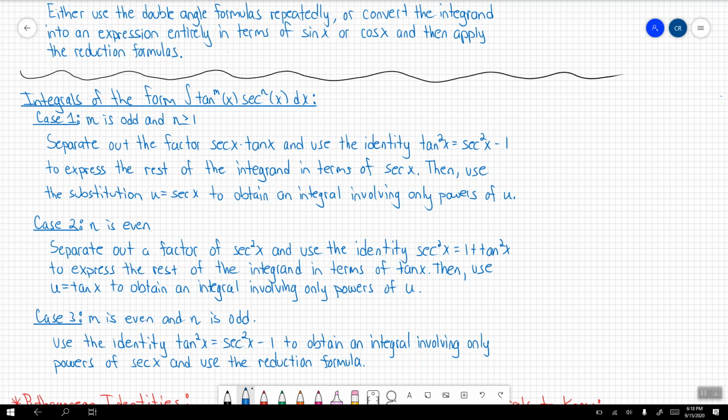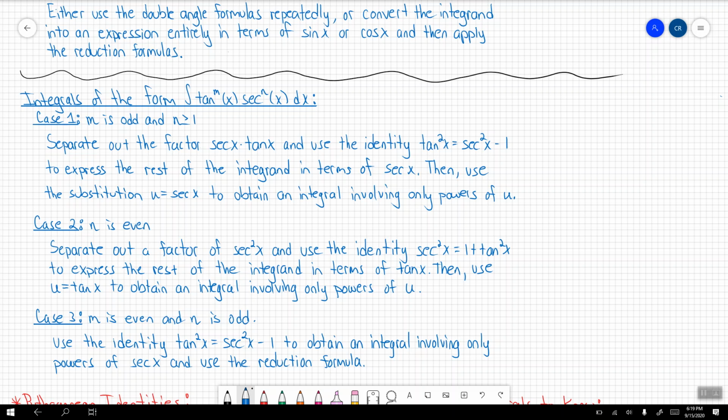Case number 2, we do it very similarly, but here we're looking at where n is even. We then separate out a factor of secant squared and use the identity secant squared x is equal to 1 plus tangent squared of x to express the rest of the integrand in terms of tangent of x. Then we use u is equal to tangent of x to obtain an integral involving only powers of u. And finally, we arrive at case number 3, where m is even and n is odd.